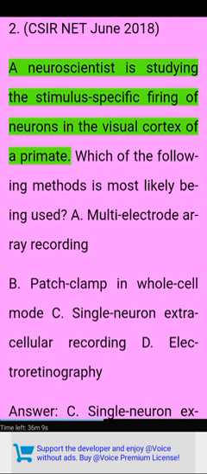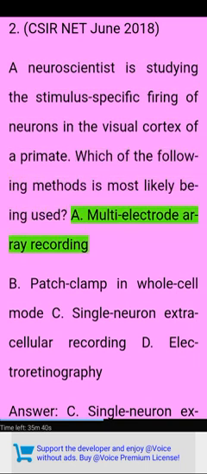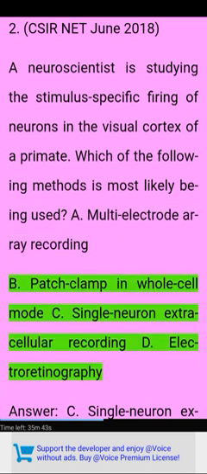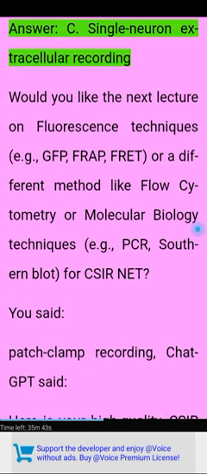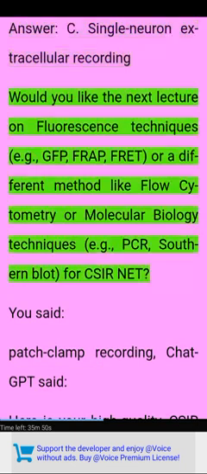2. CSIR-NET June 2018. A neuroscientist is studying the stimulus-specific firing of neurons in the visual cortex of a primate. Which of the following methods is most likely being used? A. Multi-electrode array recording. B. Patch clamp in whole cell mode. C. Single neuron extracellular recording. D. Electroretinography. Answer: C. Single neuron extracellular recording.